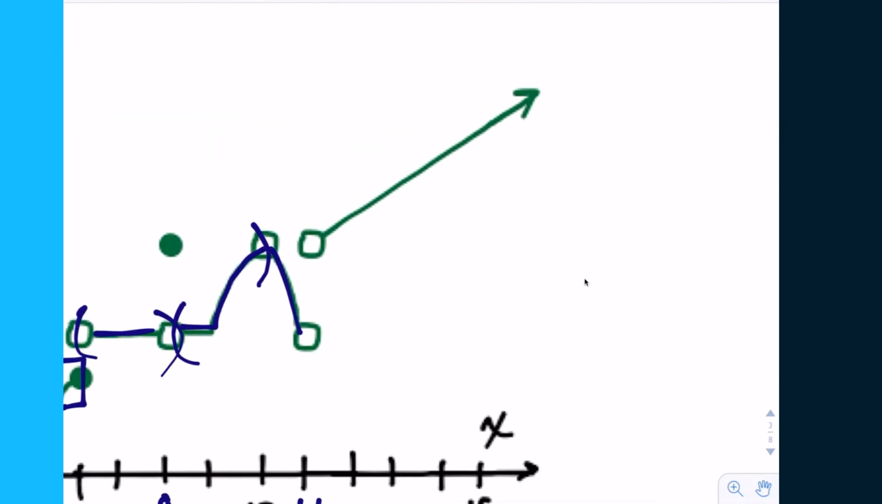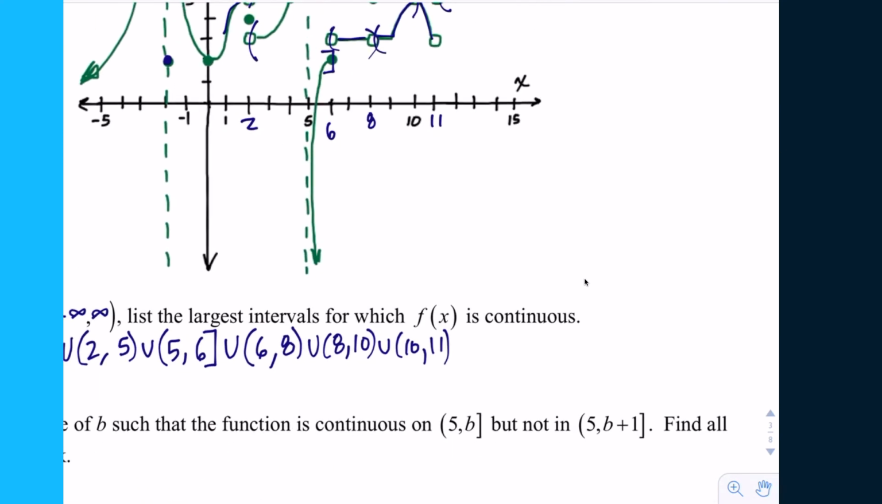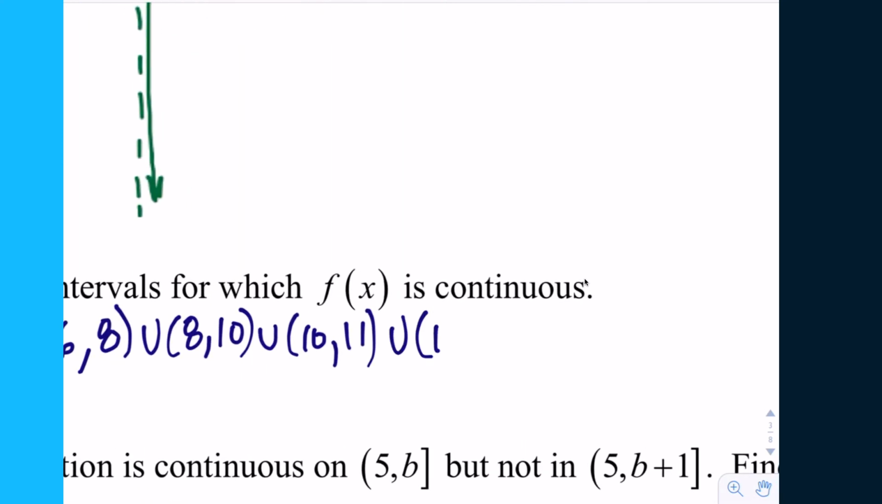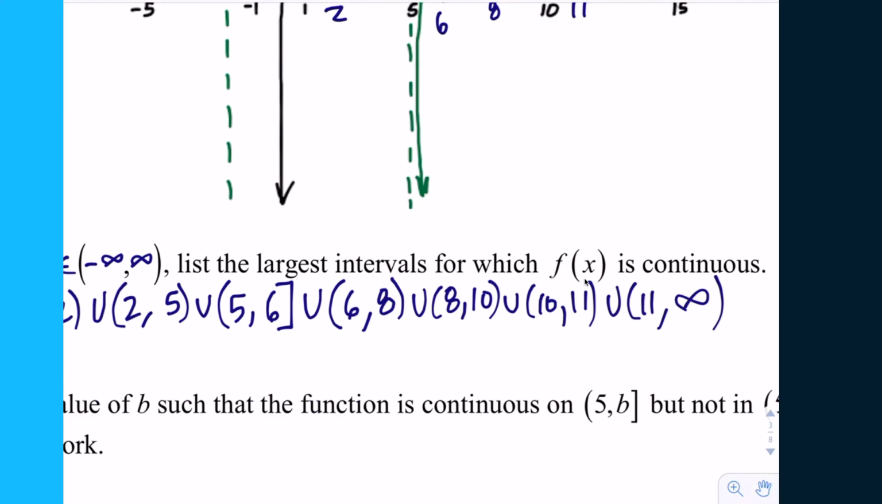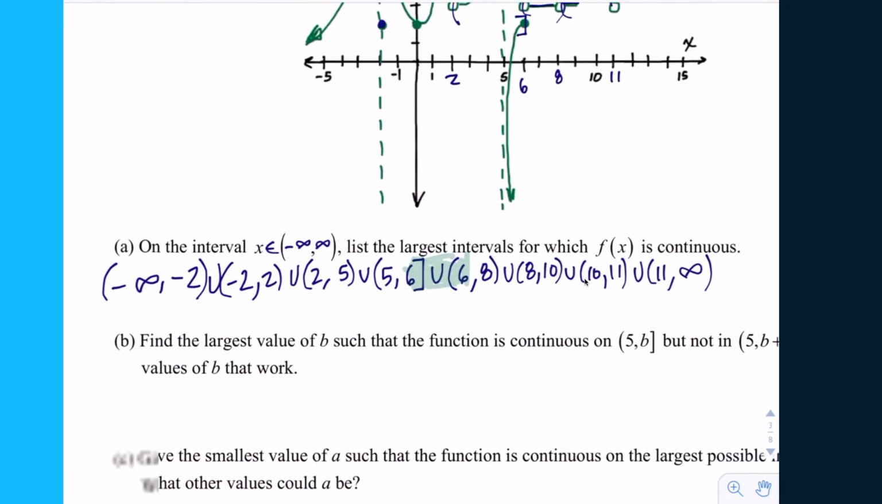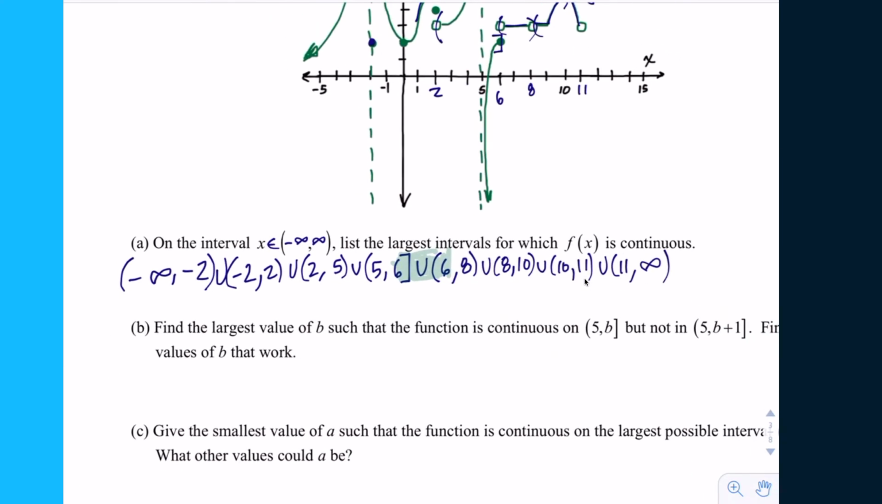And then once we get past 11, which we can't include as a left endpoint, then we can keep going forever. So infinity, and of course infinity always gets a parenthesis. So really the most interesting transition was at 6, where we could include 6 as a right endpoint, but not as the left endpoint. So that function is continuous on that interval.